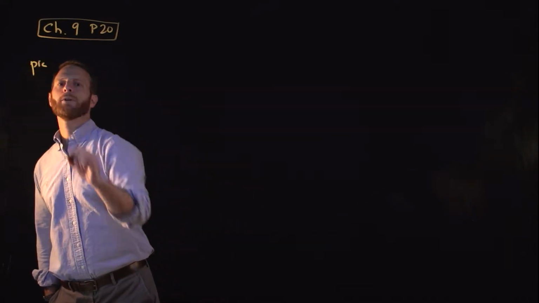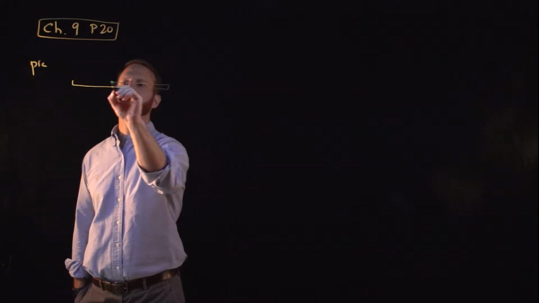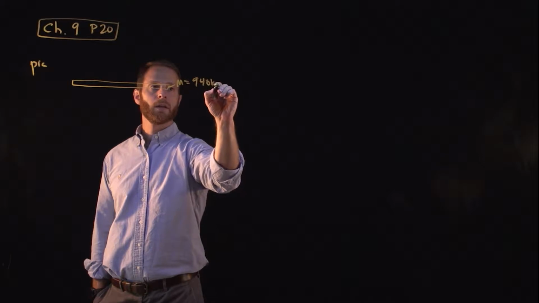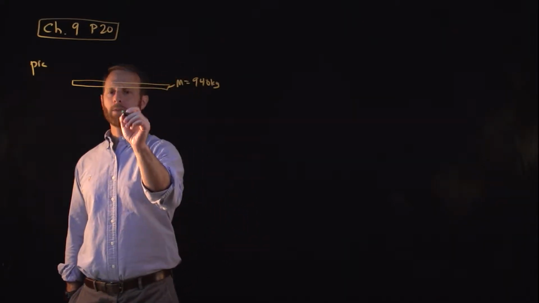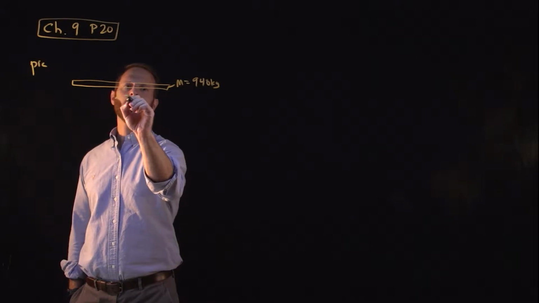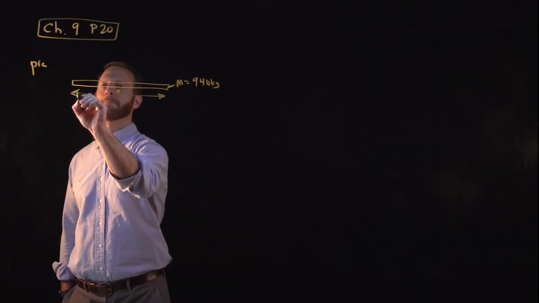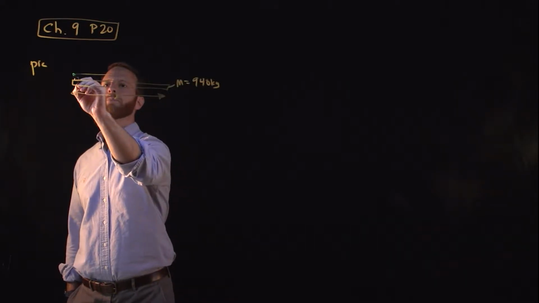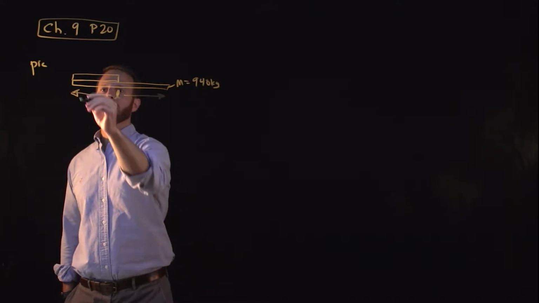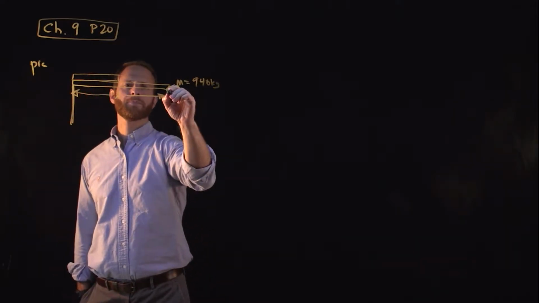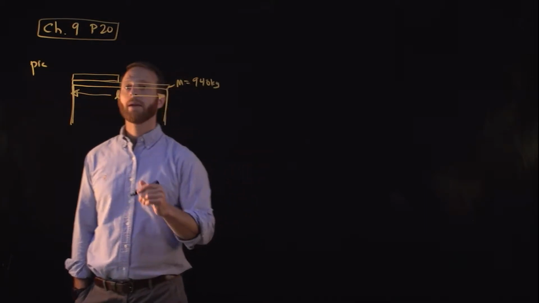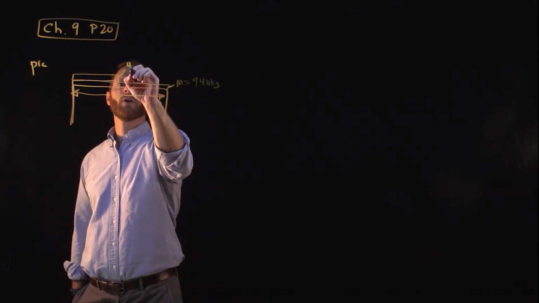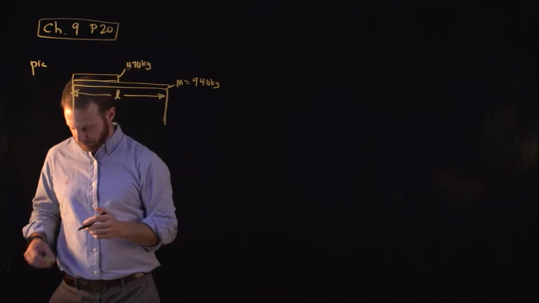So let's put a picture here. You've got the one steel beam, and it has a mass of 940 kilograms. And let's see, its overall length is L. And then there's another miniature version, which is half the size. Okay, and then there are some supports here. This M is 1/2 of that. In other words, 470 kilograms.